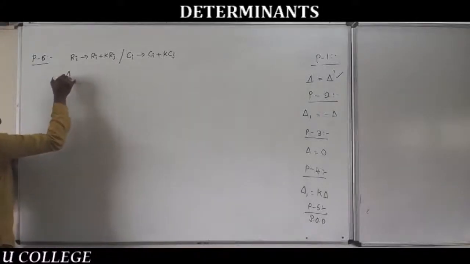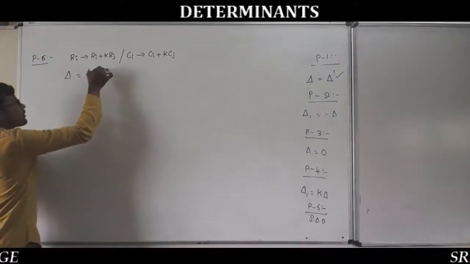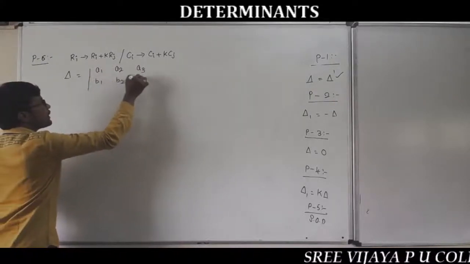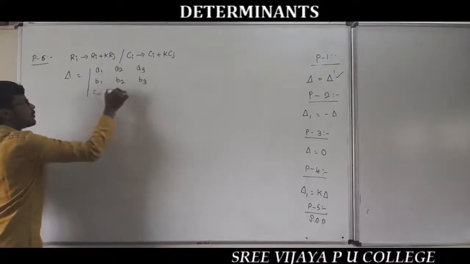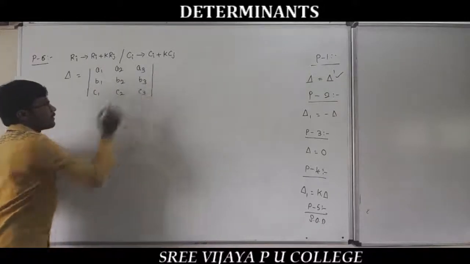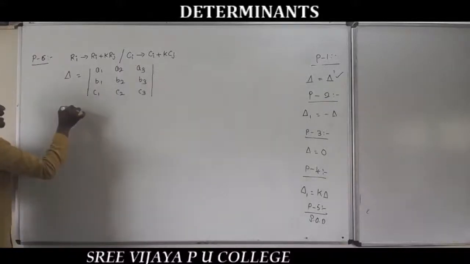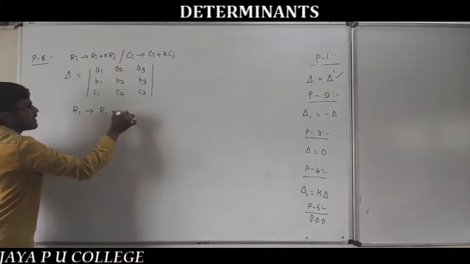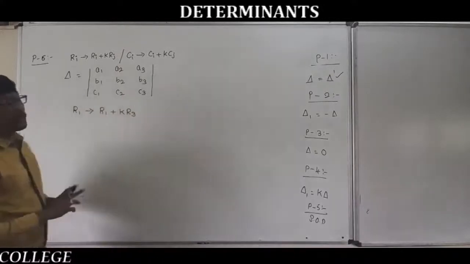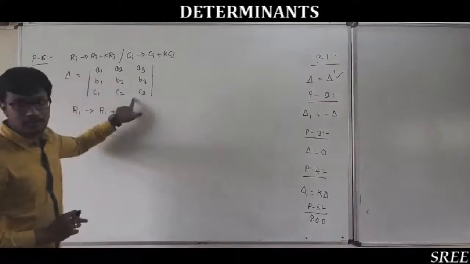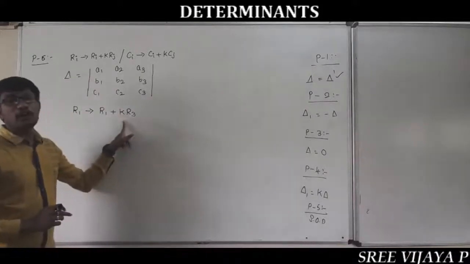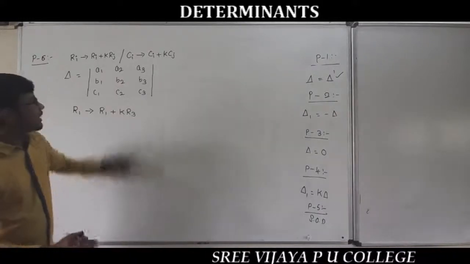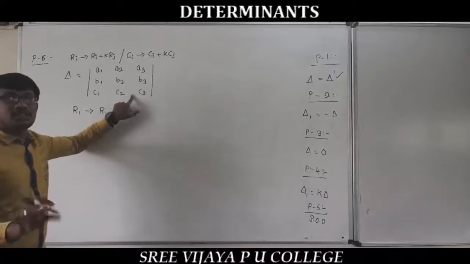So let us take another delta. What is delta equal to? A1, A2, A3, B1, B2, B3, C1, C2, C3. For this determinant, I am applying the elementary operation R1 changes to R1 plus k times R3. If I apply this elementary operation to this determinant, the final answer should be the same as the given determinant. It will not change, it remains as it is.